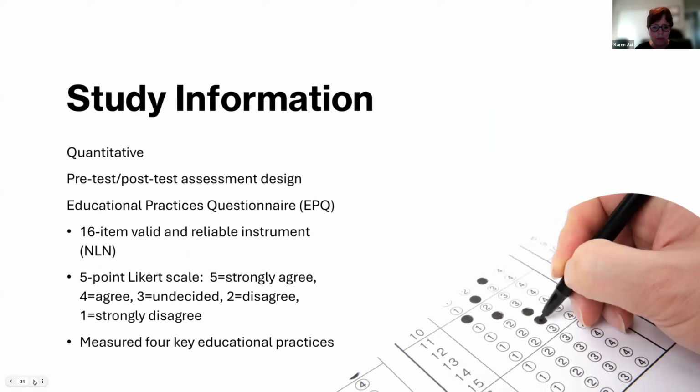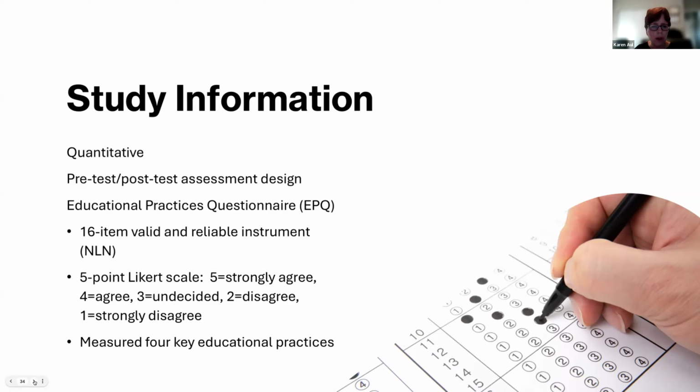So the study information. First, we received institutional review board approval through our university, and then we proceeded with the study. It was a quantitative study because we were collecting that type of data in a couple of ways. One way was a pre-test, post-test assessment design, giving students disaster knowledge questions before they participated in the disaster sim, and then again after, to see if there was any change in knowledge.